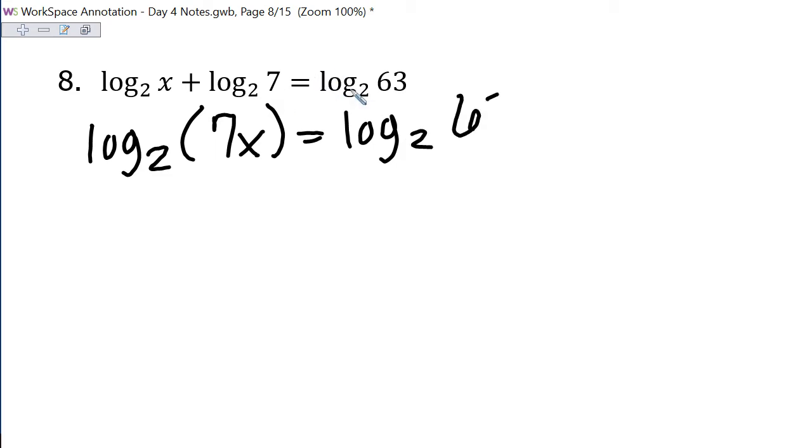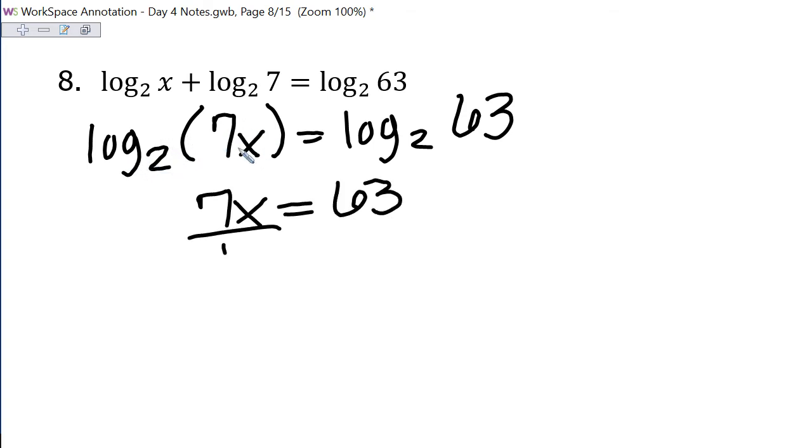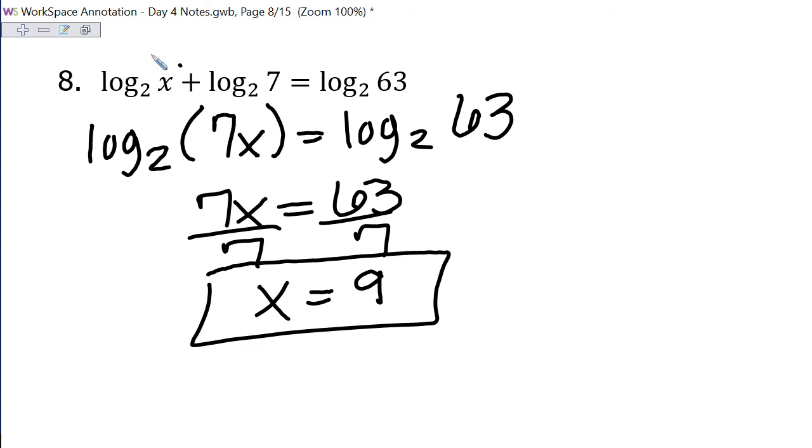What happens with my log base 2's? They cancel, so what would be left? 7x equals 63. Divide both sides by 7, and what does x equal? 9. Now this time I'm going to remember to check it, so make sure you substitute in and make sure it doesn't give you a negative. Well, if I put my 9 right here, is that a negative number? No, so it's good.